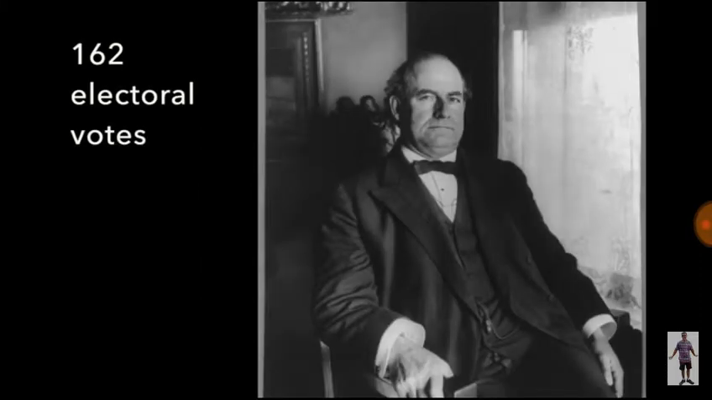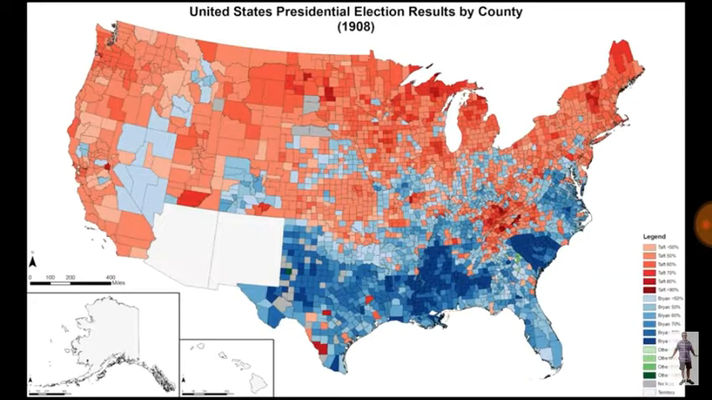William Jennings Bryan finished second place yet again. It was his worst defeat yet, and he wouldn't run for president again after this. He received 162 electoral votes and 43% of the popular vote. Looking at this map, you can see that Taft did well mostly in the north and out west.